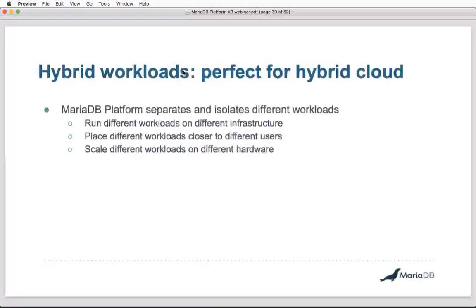Where I think it starts to get a little bit interesting is hybrid cloud, and we're starting to see this happen as well. MariaDB platform does separate and isolate different workloads. So some database instances are running transactions, some database instances are running analytics. You don't have, as some people refer to it, the noisy neighbor issue. Transactions won't impact analytical performance, analytics won't impact transaction performance. If that's the case, that must mean you can run different workloads on different infrastructure. You could place different workloads closer to different users, and you could scale different workloads on different hardware.